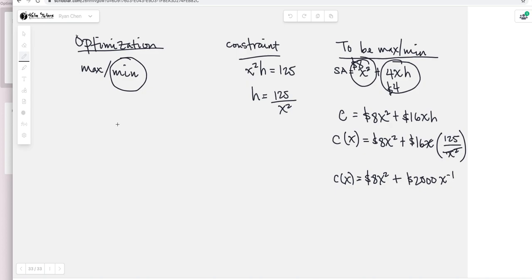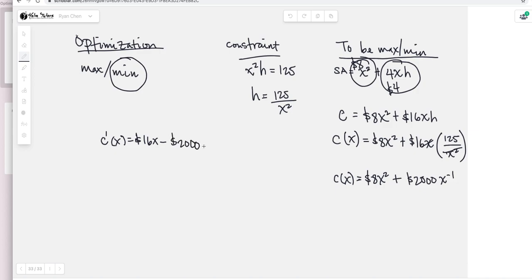Yeah. Because we're done with the function that we need to maximize or minimize, and we're done turning it into a single variable. We've used the constraint function. We've built in the cost. So yeah, we're ready. So c prime of x equals, talk to me. 16x. Yep. Negative 2,000x.